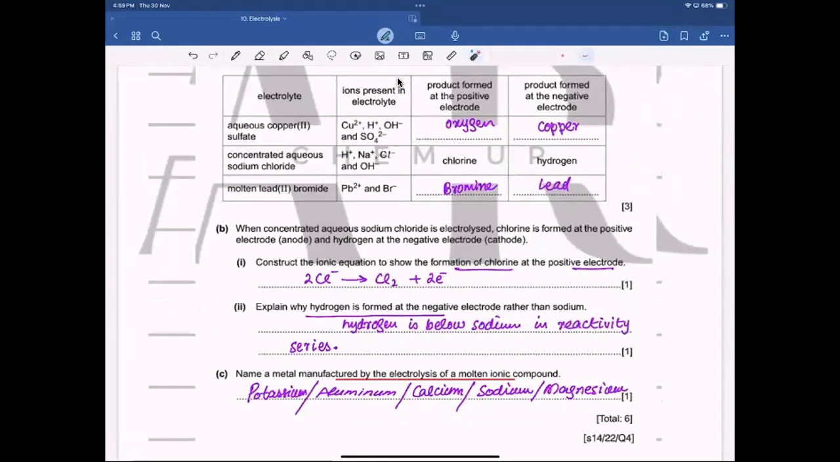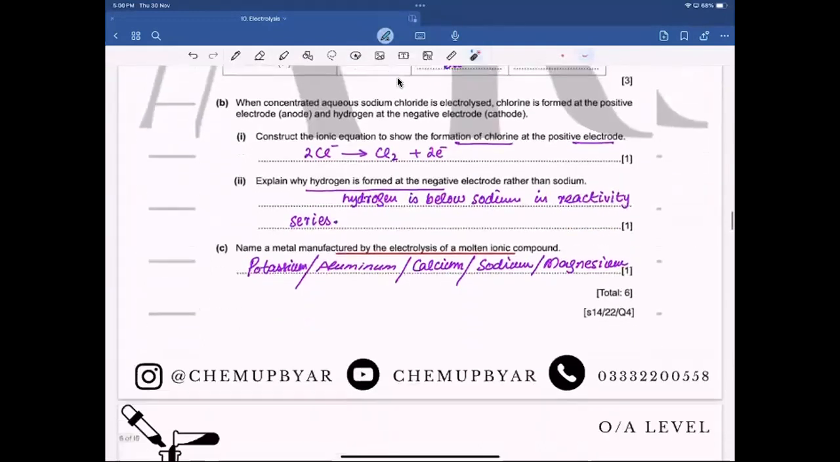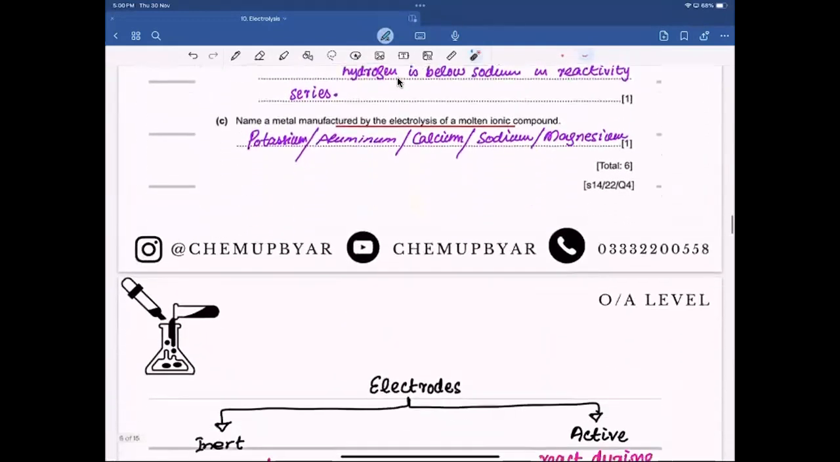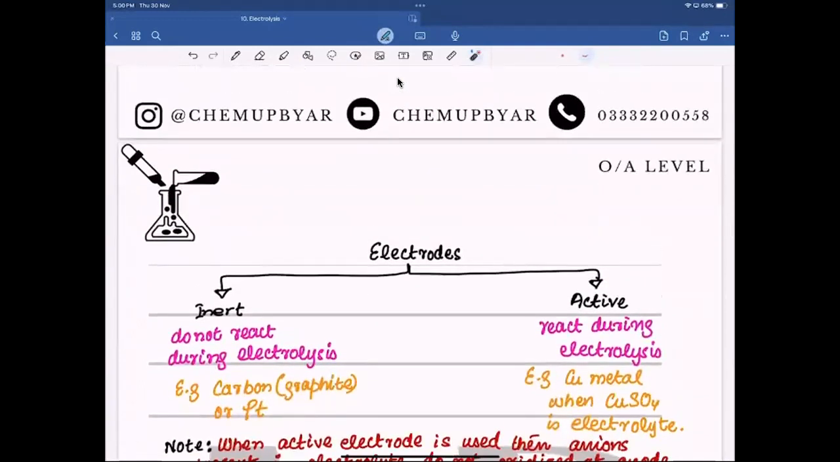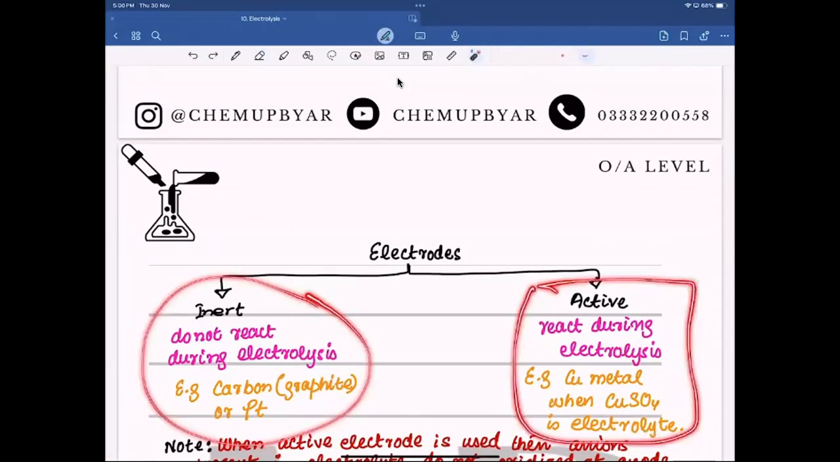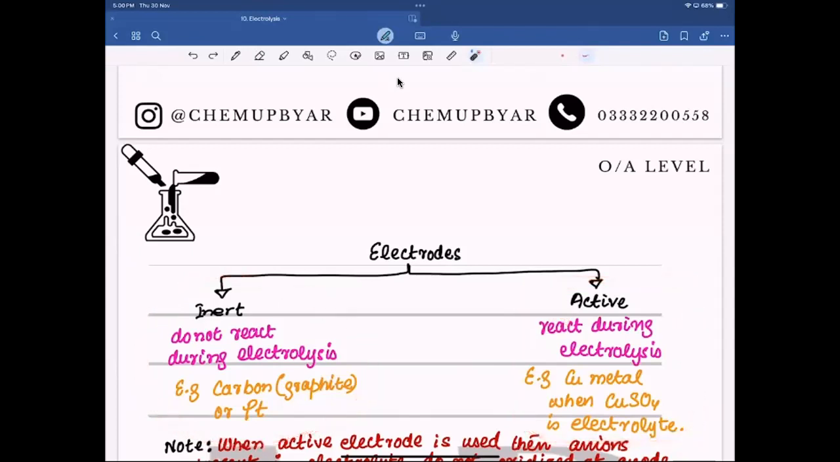Yes. Any questions still? Okay, so the next, in the next class we will continue this. We discussed the electrolysis of aqueous compounds and ionic and molten compounds using inert electrodes. Now we are going to see how active electrodes change the electrolysis. So that's what we are going to do in our next class.